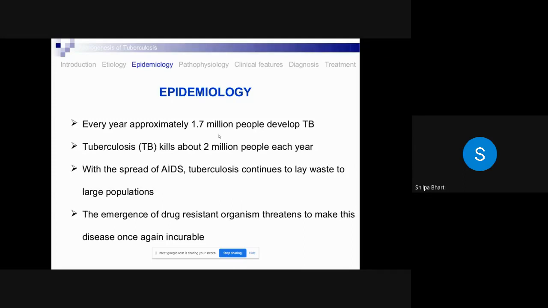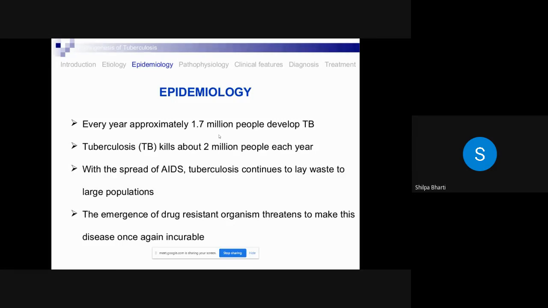Okay, so the coincidence or co-occurrence of these two diseases is very much prevalent, that is, the occurrence of tuberculosis along with AIDS. Okay, so the likelihood of tuberculosis infection transforming into active disease is very high with a compromised immune system. And also the emergence of drug resistant organisms makes this disease once again incurable, as I have already told you. That is one of the problems associated with the eradication of the disease.